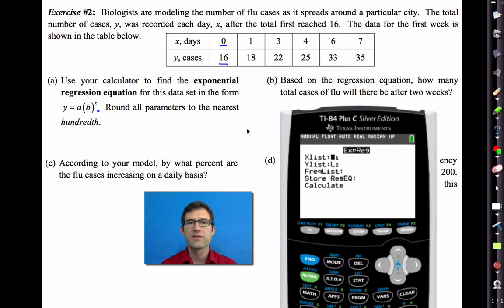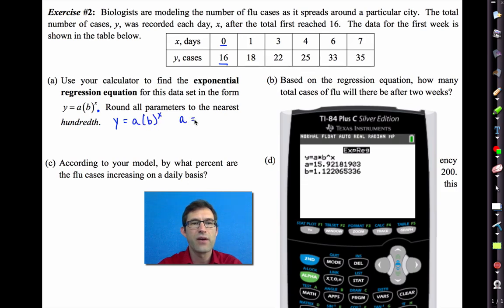That pops us back out to the main screen. If our data is in L1 and L2, which it is, we don't have to do anything else. We just hit enter. All right. The calculator does its magic. It gives us that generic form, a times b to the x.